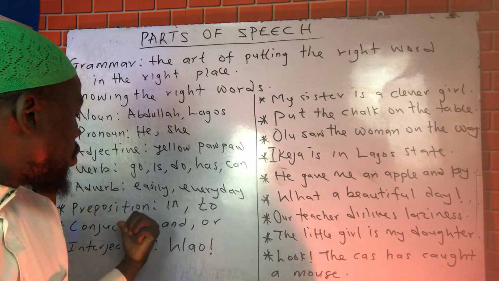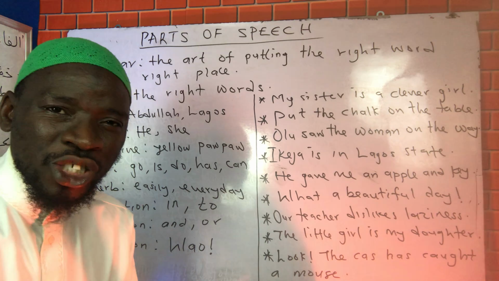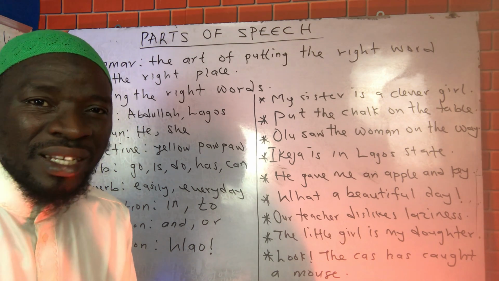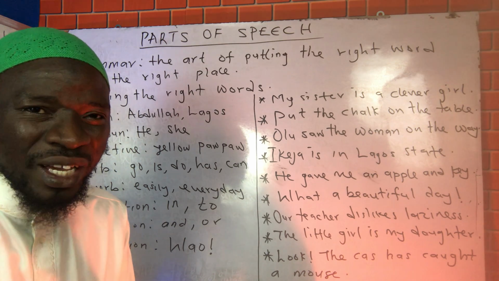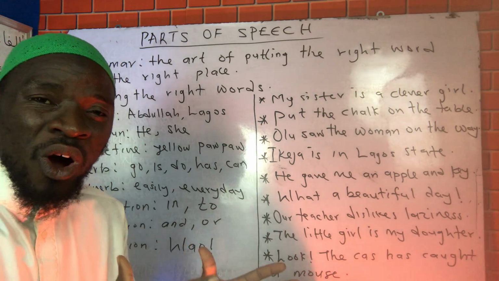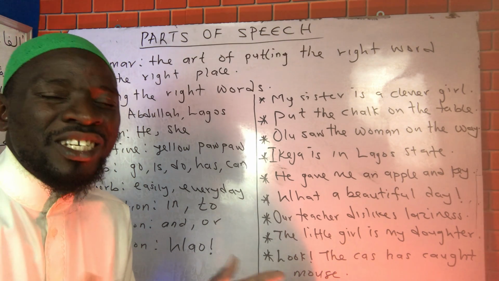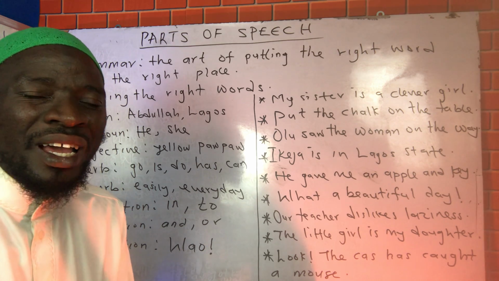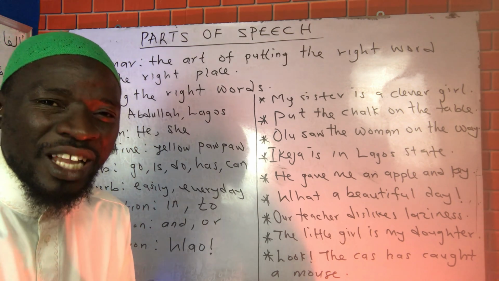And after that, we have linking words, the conjunctions. Conjunctions are words that link words together, that connect words together. For instance, a boy and a girl. So the word boy is a noun, girl is a noun. So that and is used to connect them together. The boy and the girl are in the classroom learning English language.